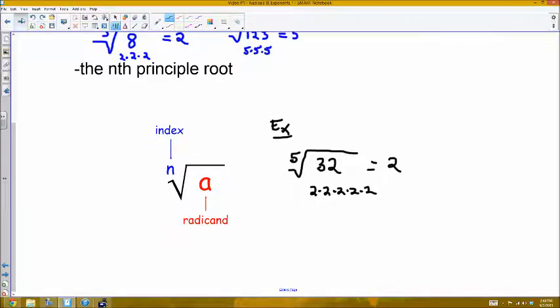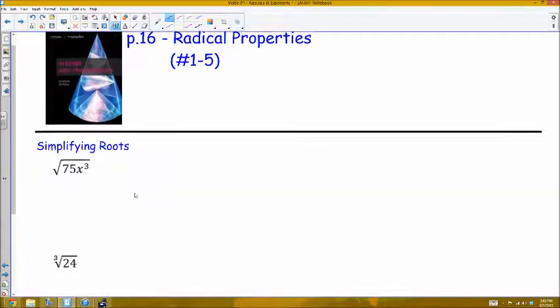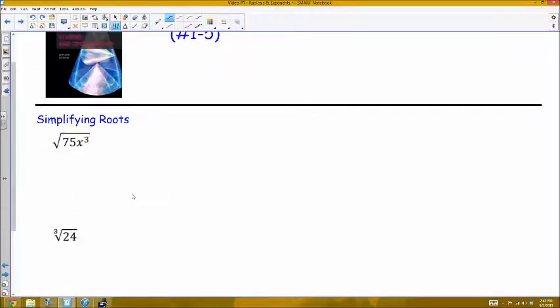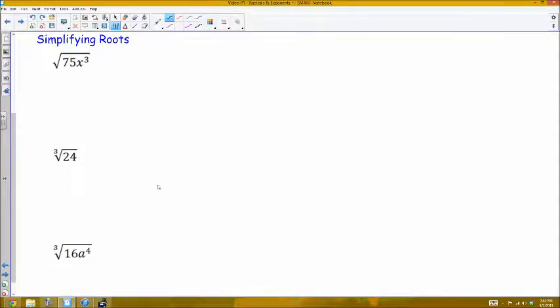So, using this in practice, just like we had all these properties for simplifying exponents, we also have all these properties for simplifying radicals, and here's a couple of examples for when you're simplifying roots. Also, these properties can be found on page 16 of your textbook for further examples. I'm going to go through a couple of examples here, and then we'll look at more tomorrow.